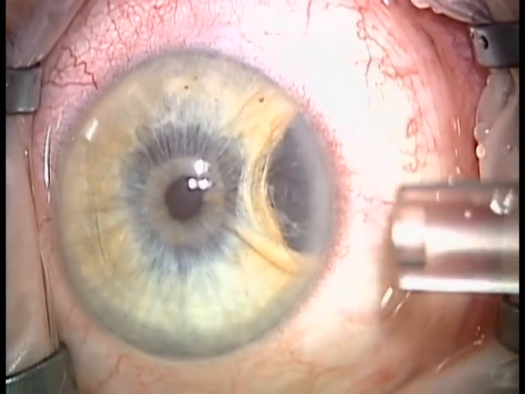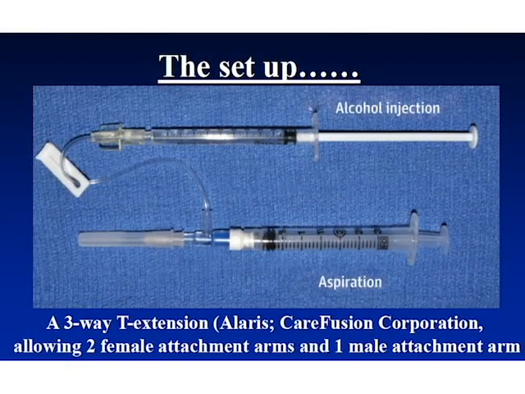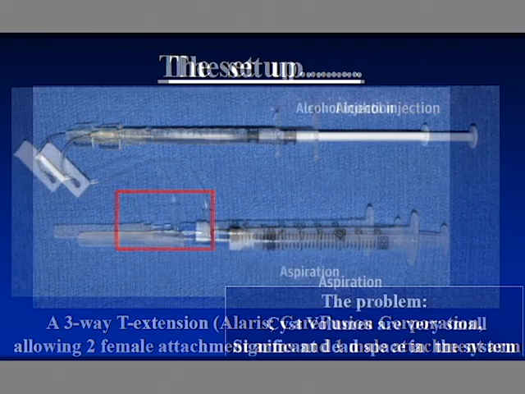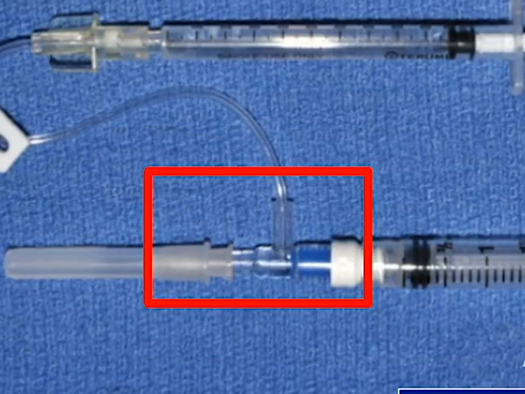One of the difficulties with this procedure is the very small volumes involved. This is a photograph of the setup reported by Carol Shields and uses a three-way T extension with two female attachment arms and one male attachment. As you can see, you can connect two syringes to a single needle. A problem arises, however, with the amount of dead space in the T connector on the aspiration syringe. Because of the small volumes in many of these cysts, it's possible that the dead space is so large that you're really not exchanging cyst fluid for alcohol as much as one would like.